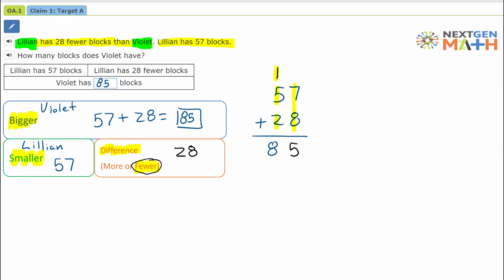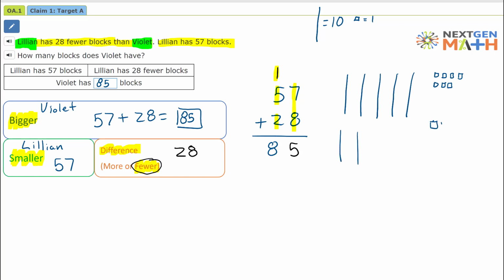Another way we could add 57 plus 28 is like this. We could use our base 10 blocks, and all these big lines right here are rods. We call those rods, and that's equal to 10. And then we're going to use a little square right there, and that's going to be equal to 1. So here's 50, and now we're going to do 7. There's 57, and we're going to add to this 28.